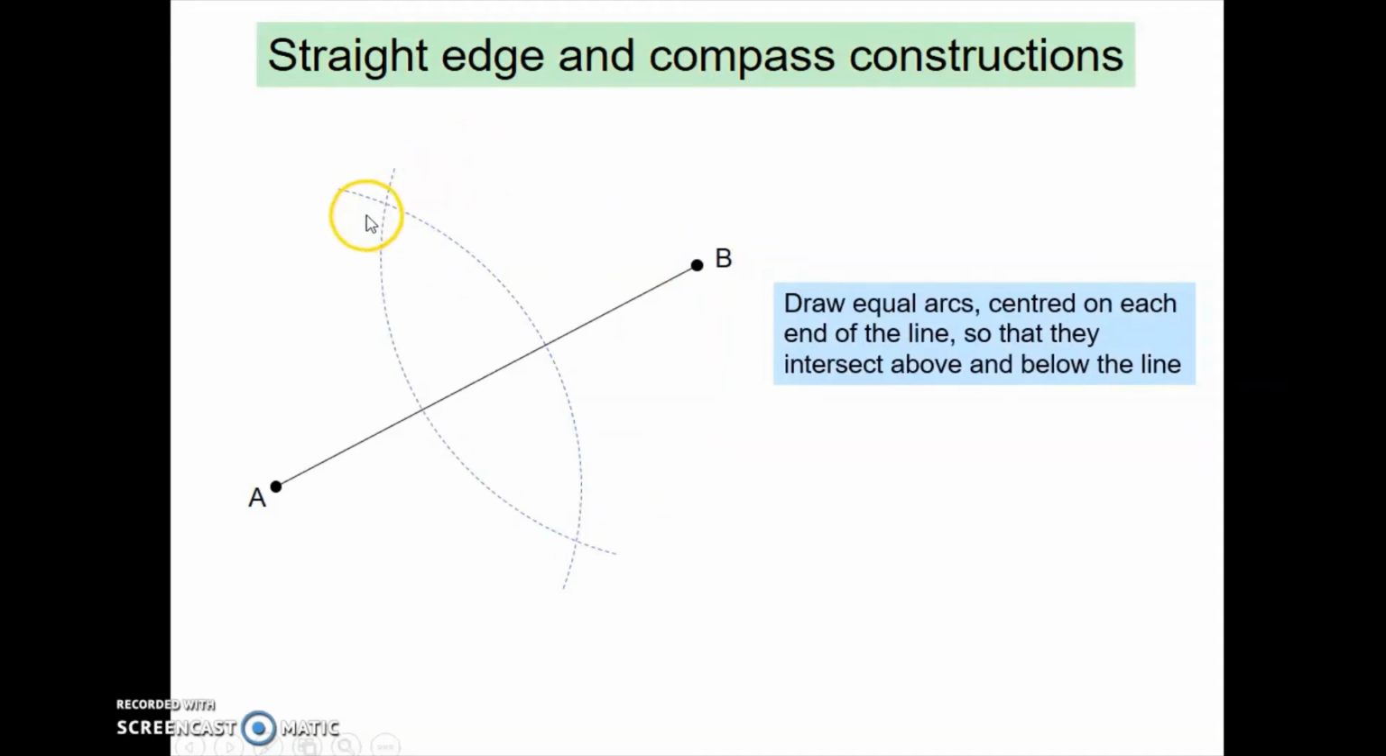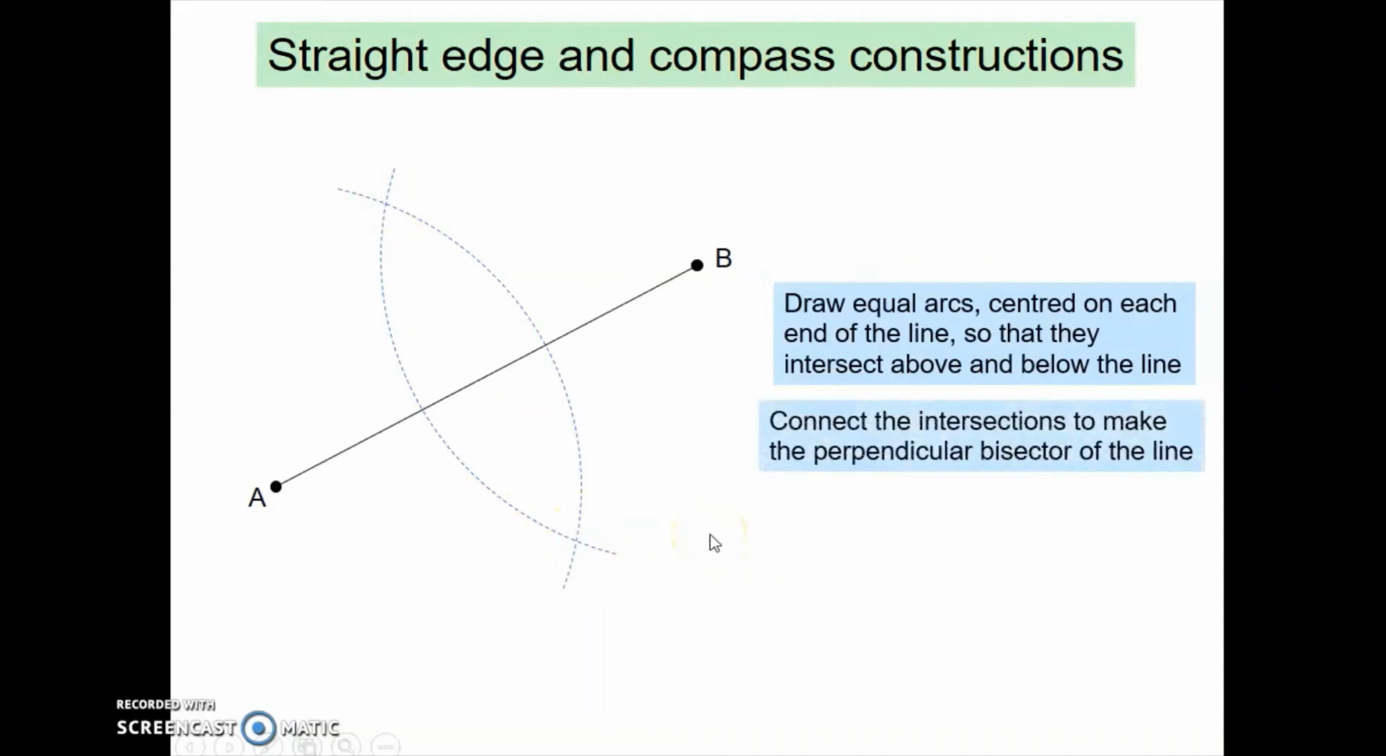Again, we have a point that crosses above the line and a point that crosses below the line. When we join those 2 intersecting points, it creates a nice straight line. There's a right angle here, and the red line is the perpendicular bisector of the line AB. It cuts the line AB exactly in half. Right angle displayed between the perpendicular bisector and the line AB.